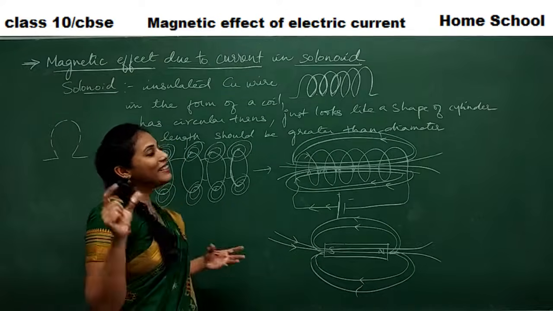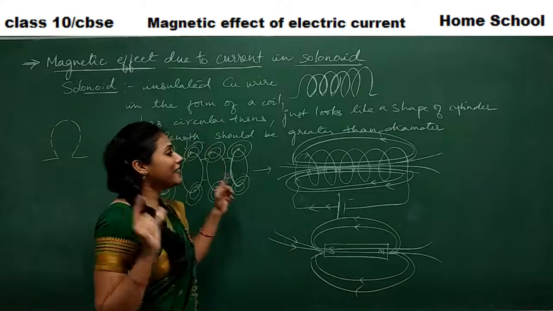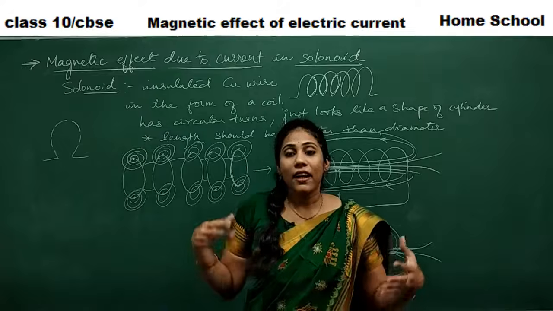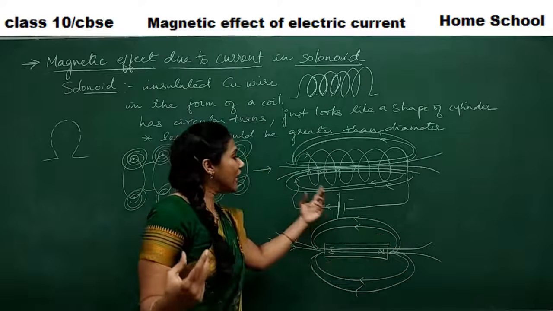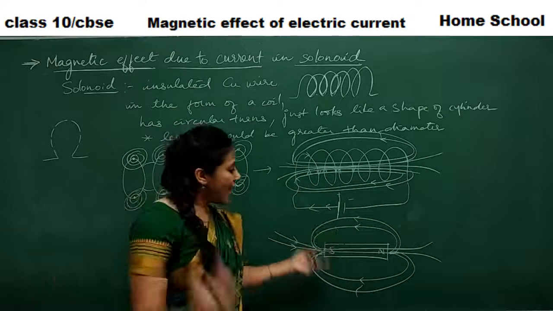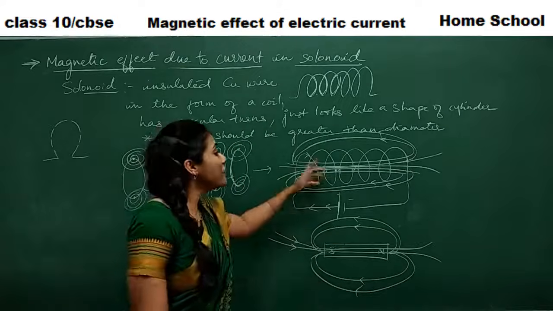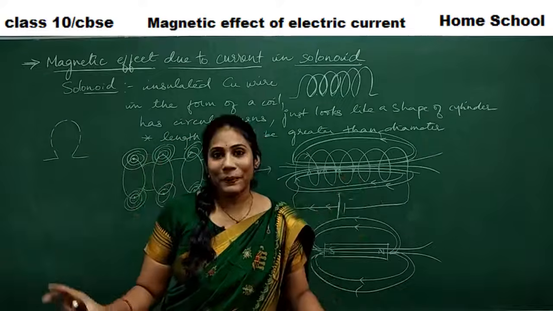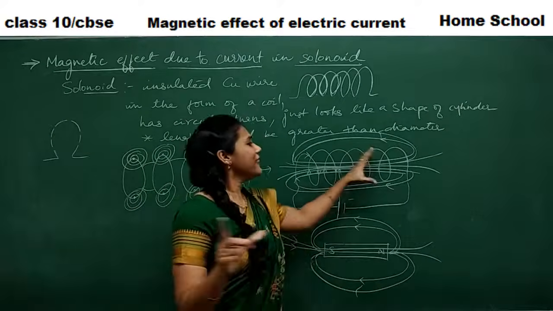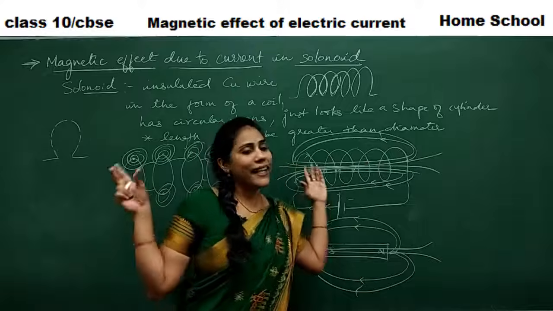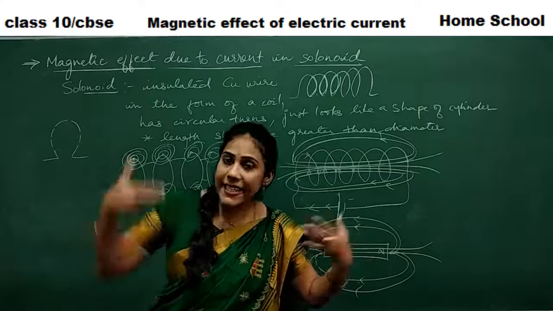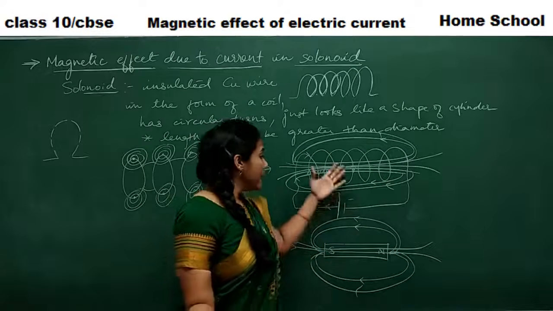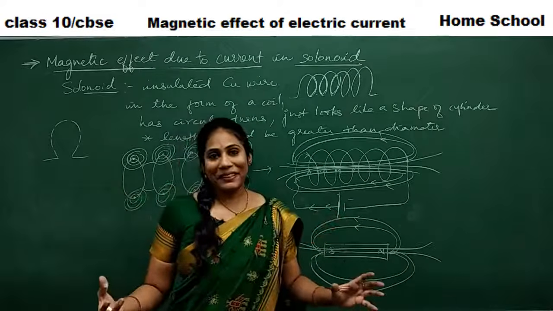So what I can conclude is that the magnetic field created in a solenoid when current is passed is exactly similar to a bar magnet, and the solenoid itself actually becomes a bar magnet. Here, so much magnetic effect is created that the entire solenoid itself has become a magnet. And what type of magnet has it become? It has become like a bar magnet.